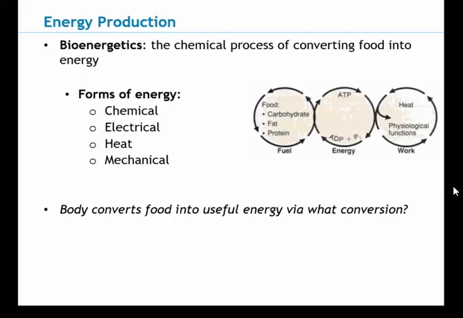But if you think about it, you probably got this right. It's the conversion of chemical energy into mechanical energy, which generates heat. So the food is the chemical energy, and the body converts it into movement, exercise. That's going to be mechanical energy. Via what conversion? So chemical to mechanical equals heat. So that's how that works.